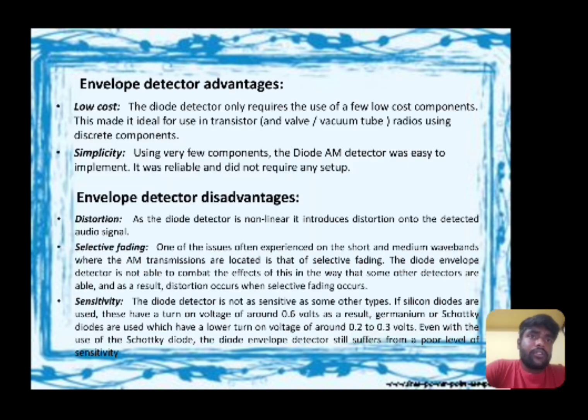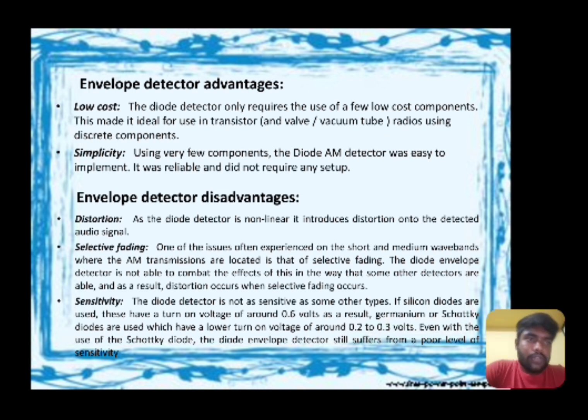Let us come to the envelope detector advantages: low cost and simplicity. Low cost: the diode detector only requires the use of a few low cost components. This made it ideal for use in transistor radios using discrete components. Simplicity: it uses very few components. The diode AM detector was easy to implement. It was reliable and did not require any setup.